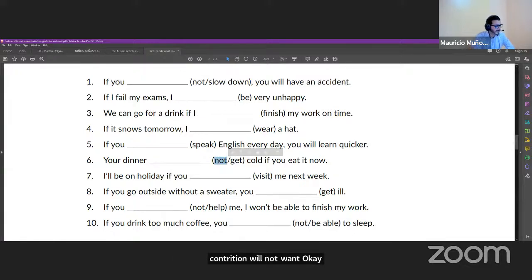Ok. 7 and 8. Jennifer, thank you. 7. I will be on holiday if you visit me next week. Number 8. If you go outside without a sweater, you get cold. Ok, thank you. No te vayas, Jennifer, tenemos que aclarar algo. Ok. Recuerda que aquí está la cláusula if y esto es presente. La cláusula if no puede ir en el futuro. Corrígela, por favor.